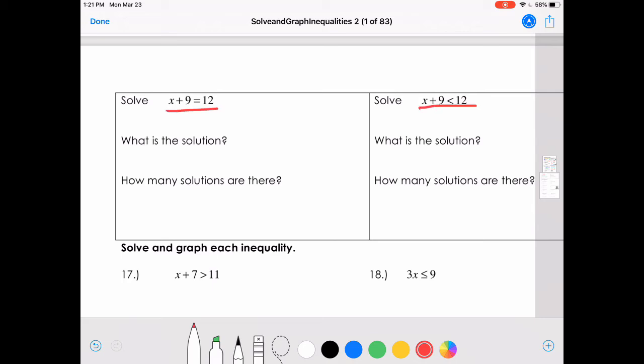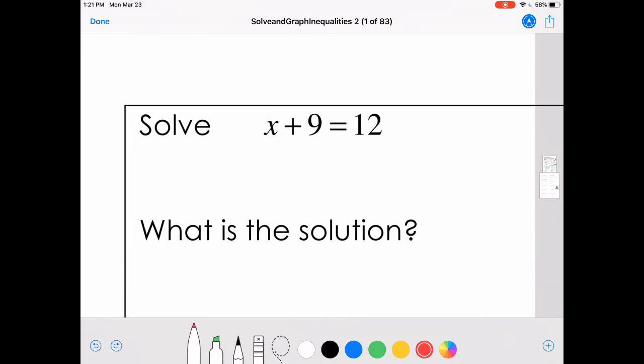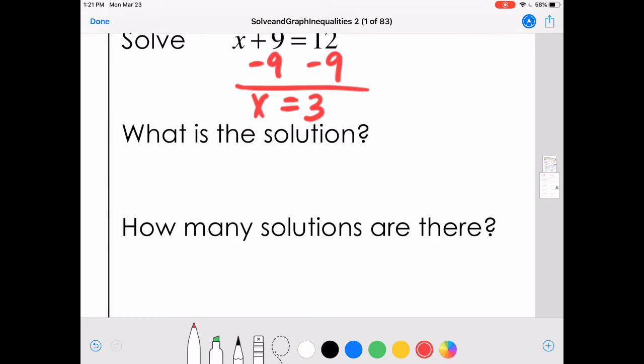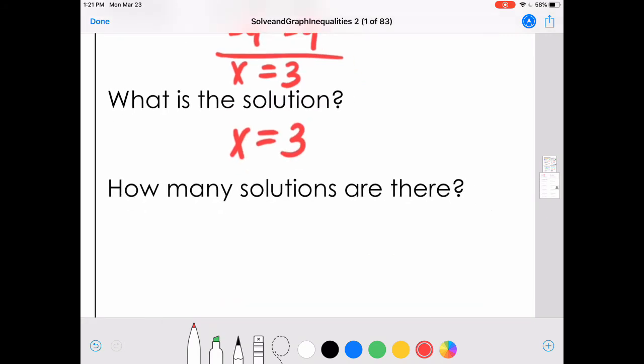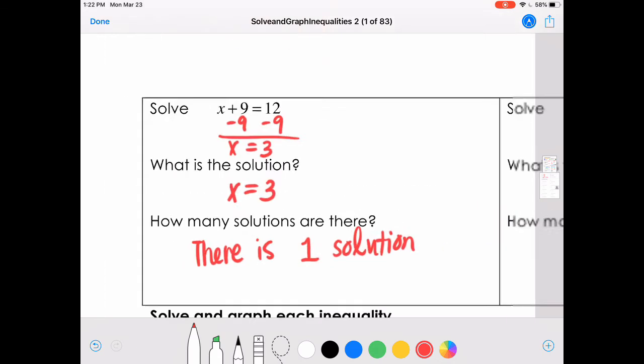So at the bottom, they first want you to solve an equation, and they have an inequality to the right that's almost identical, but they want you to start off by just solving an equation. So if you have x plus 9 equals 12, we know we can solve by subtracting 9 on both sides, and we get x equals 3. The solution is x equals 3, and there is only one solution. The solution is the number 3.